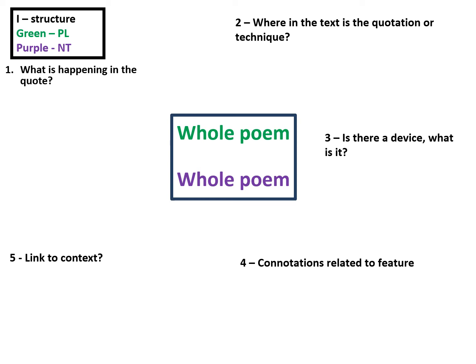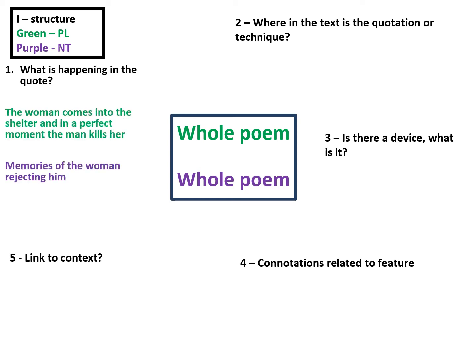So the first question is, what is happening in the quote? Well, in Porphyria's Lover, we have a woman coming into the shelter, and in a perfect moment, the man kills her. It's the whole poem, so I've written roughly what the whole poem is about. For Neutral Tones in purple, I've just written down it's memories of the woman rejecting him, because that is what the poem is about on the whole. So pause this recording now to write down your answer to question 1 for structure.